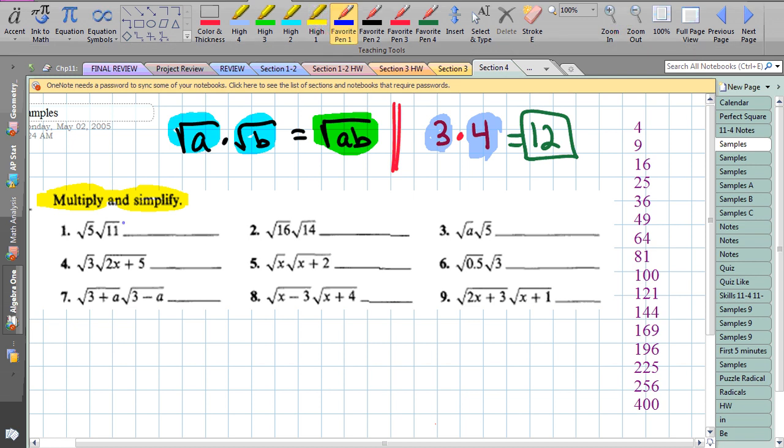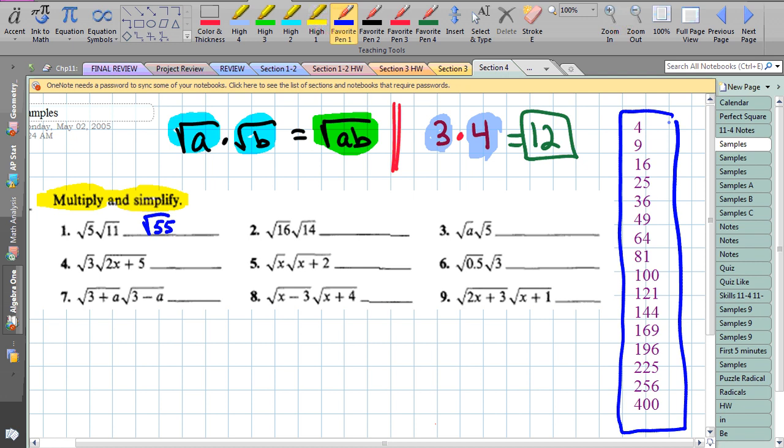So if we have radical 5 times radical 11, that is the square root of 55. And I ask myself, can that be simplified? I'm always checking the factors of 55 to see if any factors are on that list of perfect squares, and the answer is no, so that's my final answer.